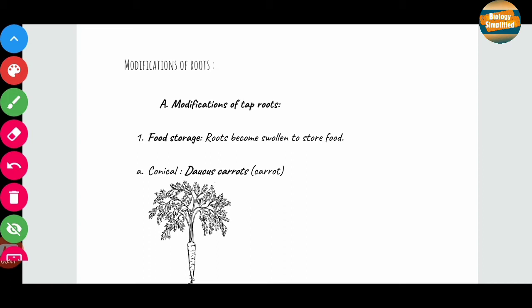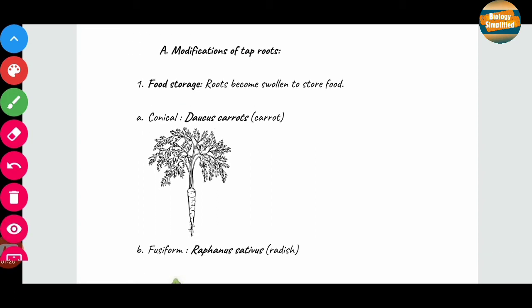So let's start with the modification of tap roots. We are talking about tap roots, the roots which arise from the radicle. First we'll see how the tap roots have modified themselves for storage of food. In these cases, roots become swollen to store food. Basically, roots become enlarged, they increase in size, they swell, and they store food.